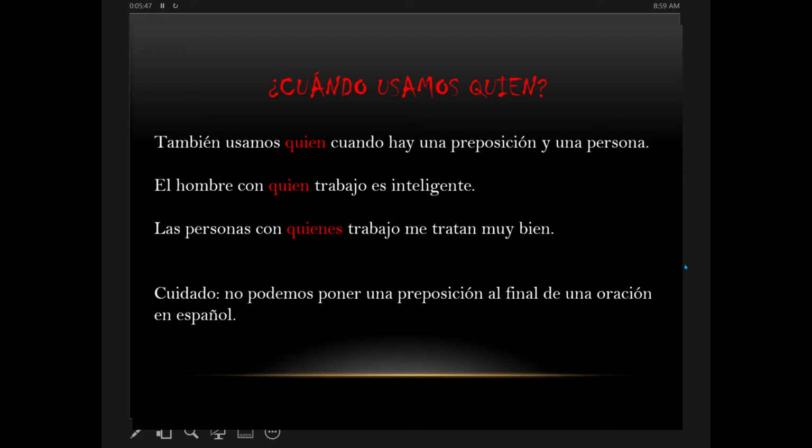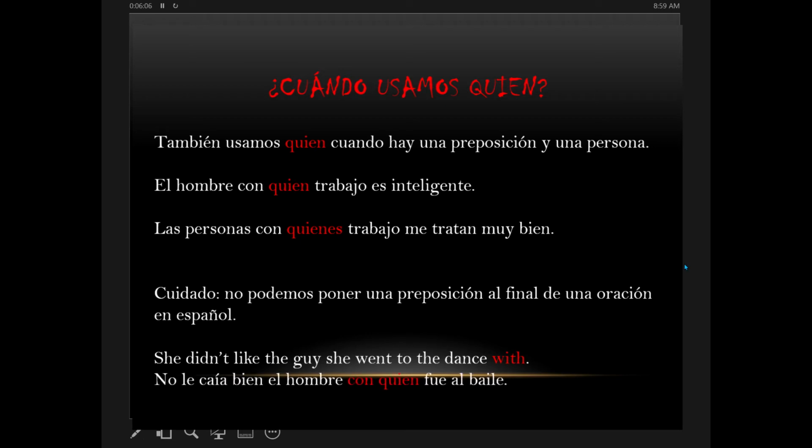You can't put a preposition at the end of a sentence in Spanish the way you can in English. She didn't like the guy she went to the dance with. It's perfectly acceptable English, and that comes from the use of Germanic grammar structure, word order. But in Spanish, you have to have con quien. There's no way around it. And it has to be at the beginning of the clause.